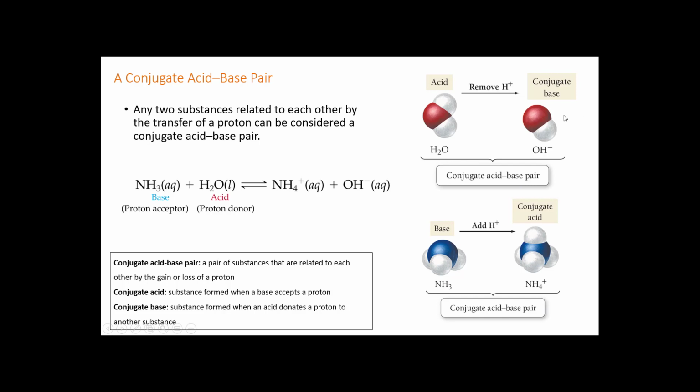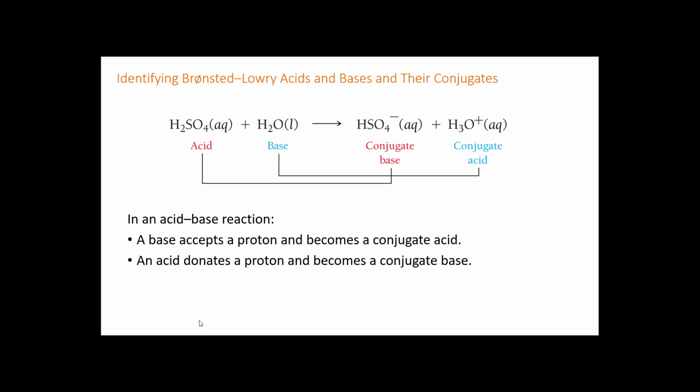Now that proton had to go somewhere. So here is the proton. We have a base, and it adds a proton, which ends up producing an ammonium ion. So now we have another conjugate acid-base pair. We have ammonium and ammonia, another conjugate acid-base pair. And I added the definitions so that you can keep it straight what exactly I'm talking about.